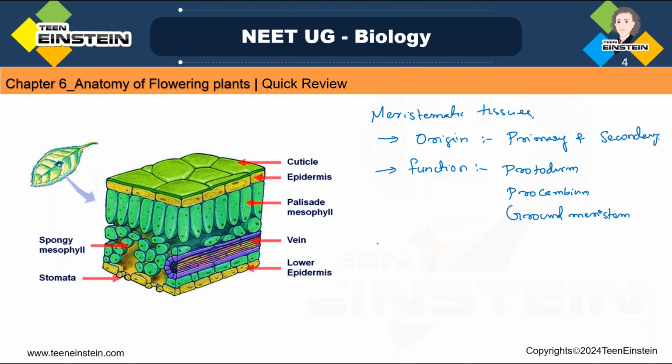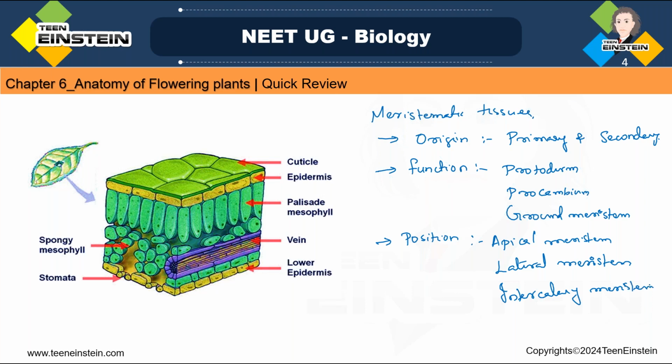The next classification is based on position. Based on position, it's classified into apical meristem, lateral meristem, and intercalary meristem. Right. Apical meristem, lateral meristem, and intercalary meristem. So these are the classifications of meristematic tissue, that means the dividing tissues.